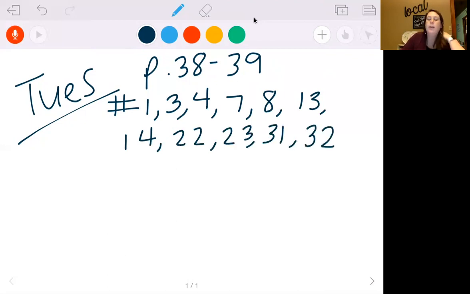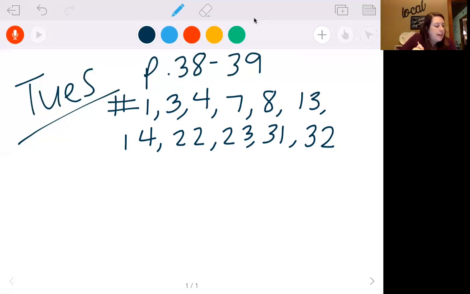It looks like a lot of numbers because I had to put them all out like that, but it's really not a whole lot at all. So I'm going to grab my book and we're going to look at it together. Page 38 and 39. This will be the last thing we do with decimals for a little while. So let's look at 1 first.